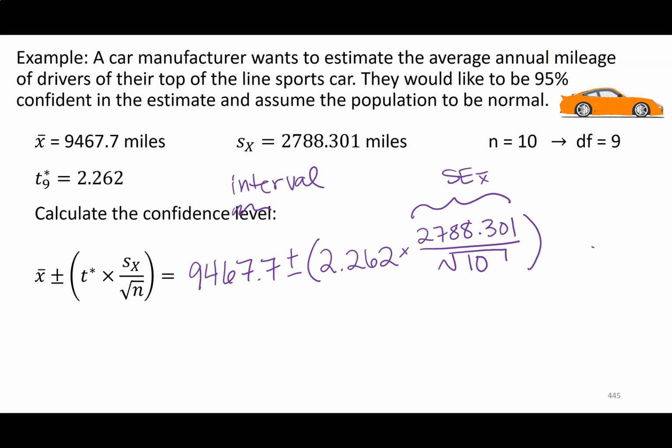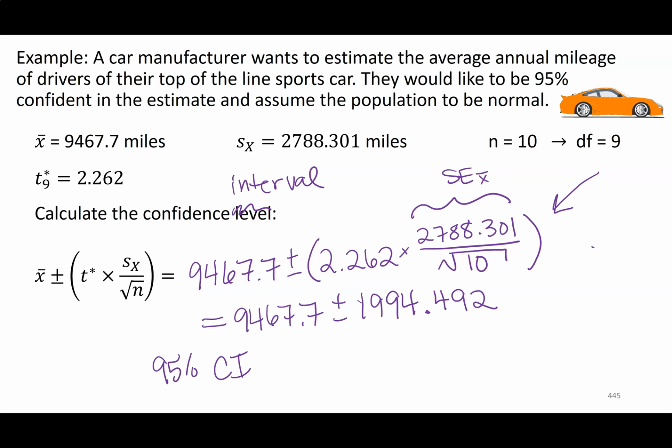Okay, so just showing a step in between. Most of the time when we say show setup, this is what we mean. We want to know what numbers were plugged in where. So 9467.7 plus or minus 1994.492. So I end up getting an interval. It's a 95% confidence interval of, and I'm plugging this into a calculator. Absolutely no one is pretty much expected to do this by hand.